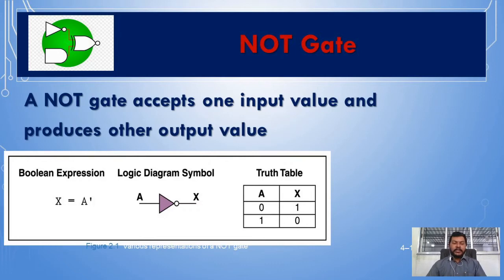So the Boolean expression can be written as x equal to a complement, where x is the output and a is the input. So that is what I have said, that it gives a complement to the input. This is the symbol for the NOT gate, you can see a triangle and a bubble over here. It has got only one input and one output. And if you see the truth table, this is the input and this is the output. When we apply 0, then the output is 1, and when we apply 1, the output is 0. This is how the NOT gate works.